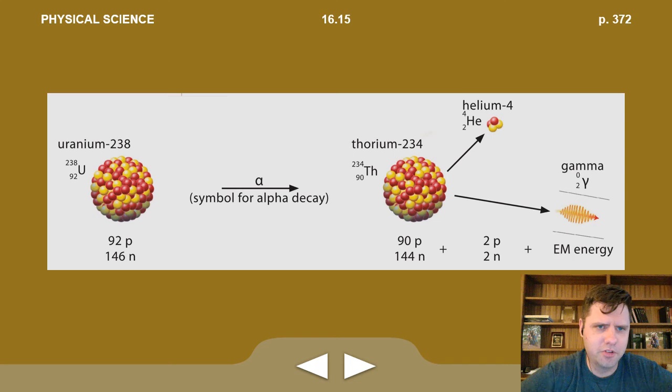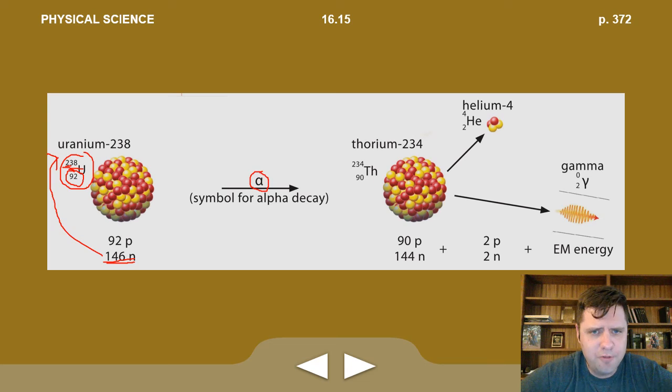So here's an example: uranium-238. Through alpha decay, we start with uranium-238, which has 92 protons, and then 92 plus whatever comes up to 238 is the number of neutrons, which would be 146 neutrons. So 92 plus 146 equals the 238. So this is uranium-238. It has 92 protons and 146 neutrons.